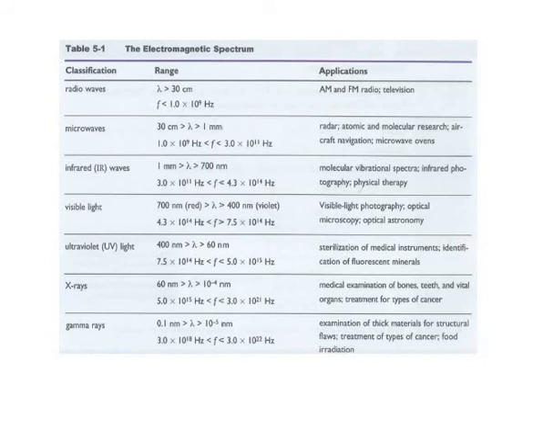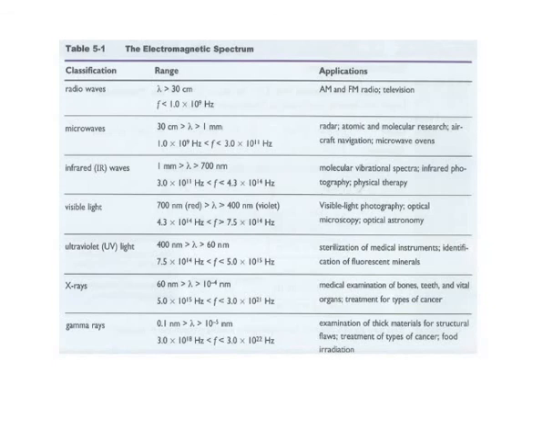Ultraviolet, UV light: sterilization of medical instruments, identification of fluorescent minerals. And X-rays: used in medical examination of bones, teeth and vital organs, treatment for types of cancer. Gamma rays: examination of thick materials for structural flaws, treatment of types of cancer, food irradiation.